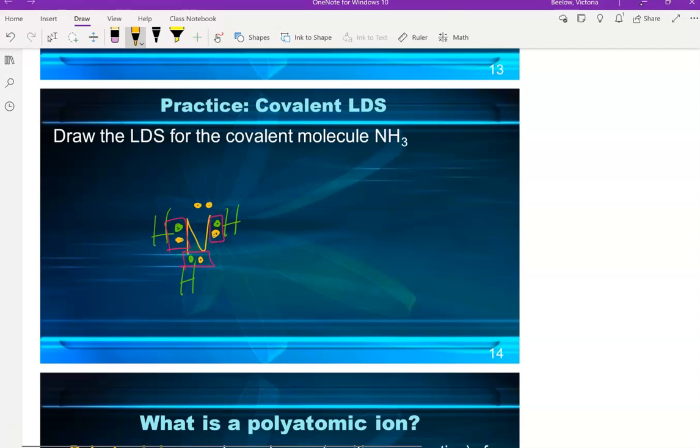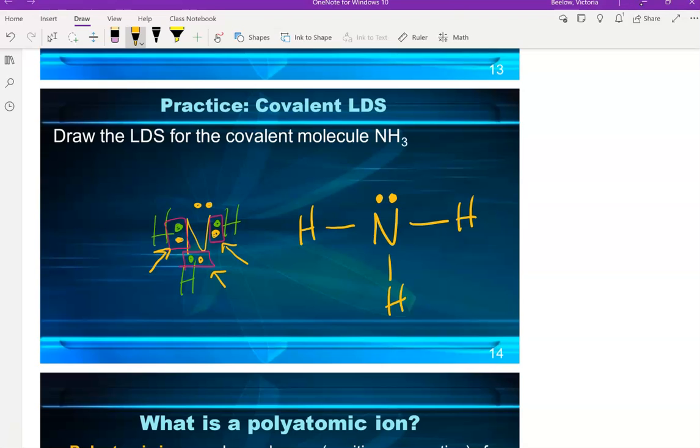So to draw this final Lewis dot structure for this covalent molecule, we would draw nitrogen in the middle. And notice that these 2 electrons, this is what we call a lone pair. They do not participate in bonding. These electrons right here, since they're being shared, we're going to represent that with a single line, which represents a bond and represents 2 electrons that are being shared. And that would be our final Lewis dot structure.